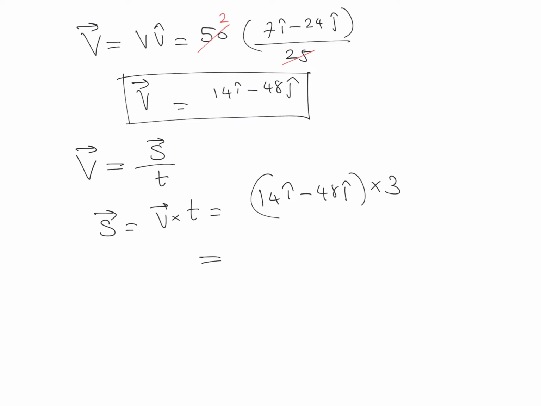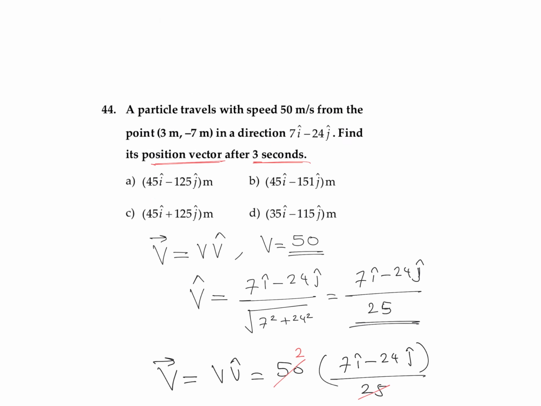So we can write 14 times 3, which is 42i cap, minus 48 times 3, which is 144j cap. This is our displacement vector. But the question is not asking for the value of displacement. They are asking to find the value of the position vector.